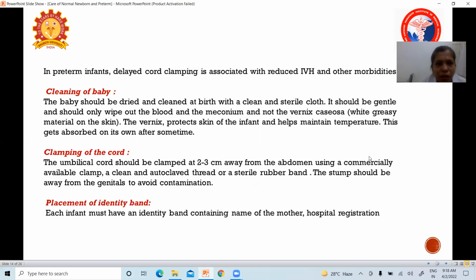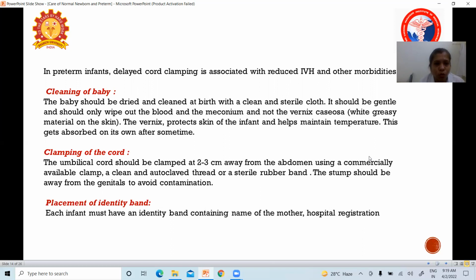Now, what is the advantage of preterm babies delayed cord clamping? It is associated with reduced IVH and other morbidities. But most important benefit what we are getting from delayed cord clamping is the reduced incidence of intraventricular hemorrhage. Few minor side effects are there, like slightly increased predisposition to the jaundice, but these are only minor things in comparison to the major significant illnesses like IVH, which we are getting benefit from the delayed cord clamping.